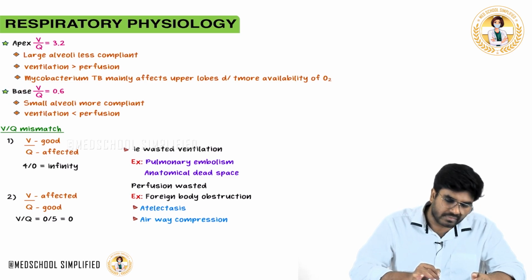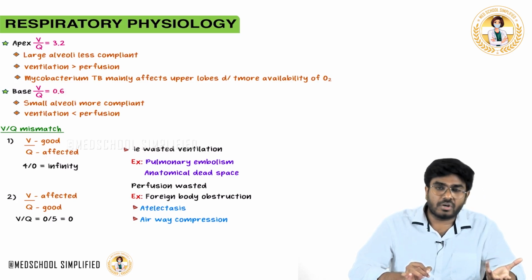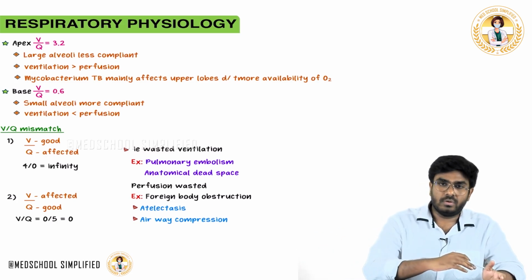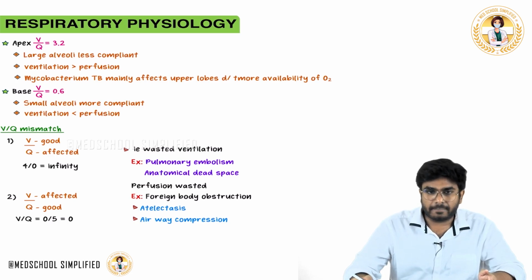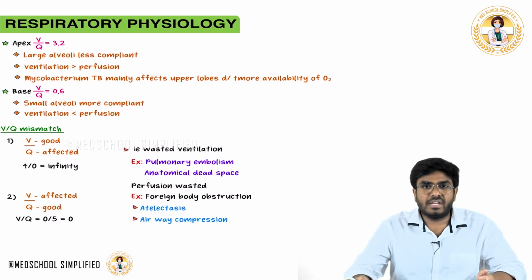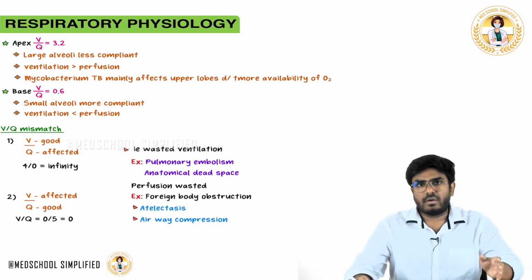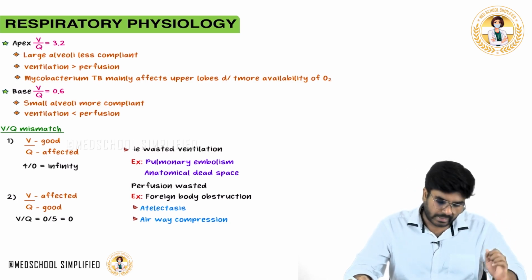Now let's look at the base of the lung. In the base of the lung, V/Q ratio is not 0.8, it is 0.6, which means less partial pressure of oxygen is there. Why? Because there is good blood flow. Rapid exchange of gases is happening. So smaller alveoli, more compliant alveoli, ventilation is less than the perfusion, which means more blood is going than the amount of air coming.